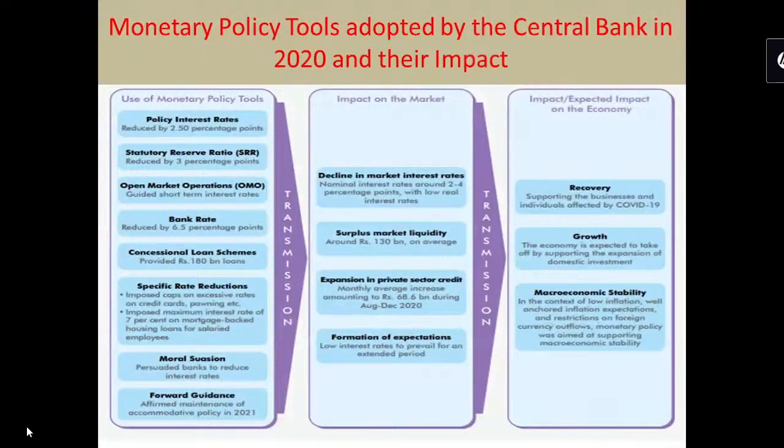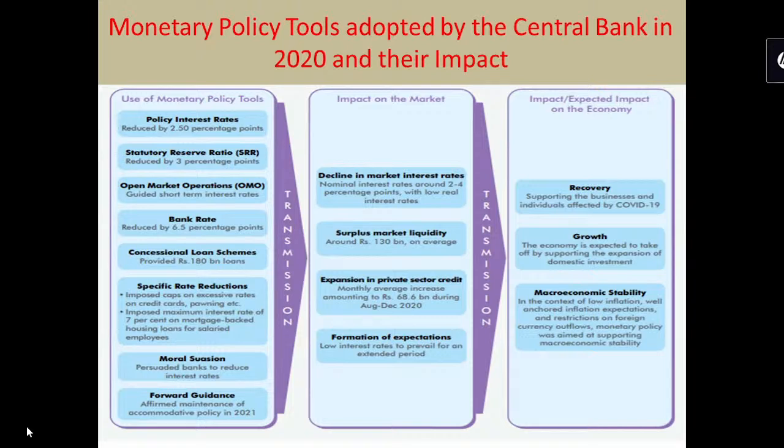These are the monetary tools used by the central bank and how they impact the market and economy. When we take the policy interest rate, the central bank reduced it by 2.5 percentage points so that it enhanced credit, followed by lowering the real interest rate, which supports domestic businesses affected by COVID-19. Next, the central bank lowered the statutory reserve ratio by 3% to enhance liquidity in the domestic money market, thereby releasing 180 billion to the market in 2020.